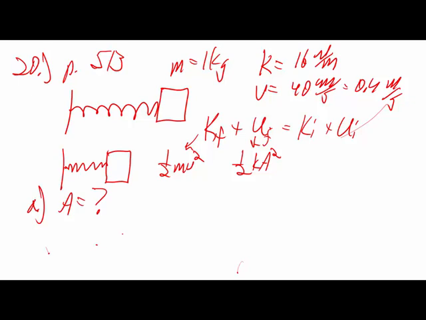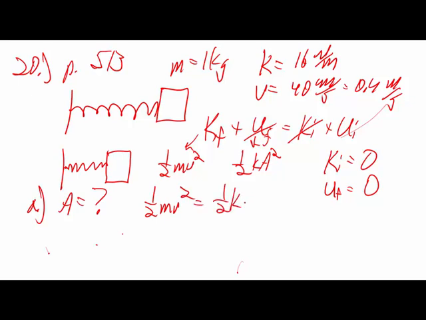We know there's a final kinetic energy. The initial kinetic energy, sitting at rest, is zero. And the final potential energy is going to be zero. So this term is gone and that term is gone. What are we left with? We are left with final kinetic and initial potential, correct? So we have 1/2 mv squared is equal to 1/2 k a squared.